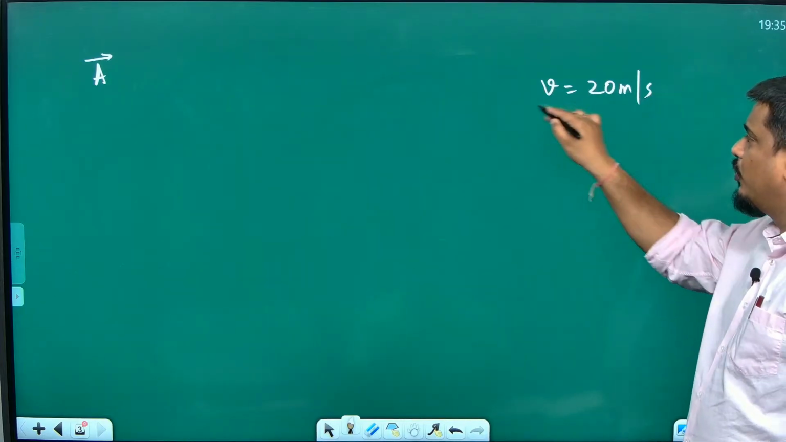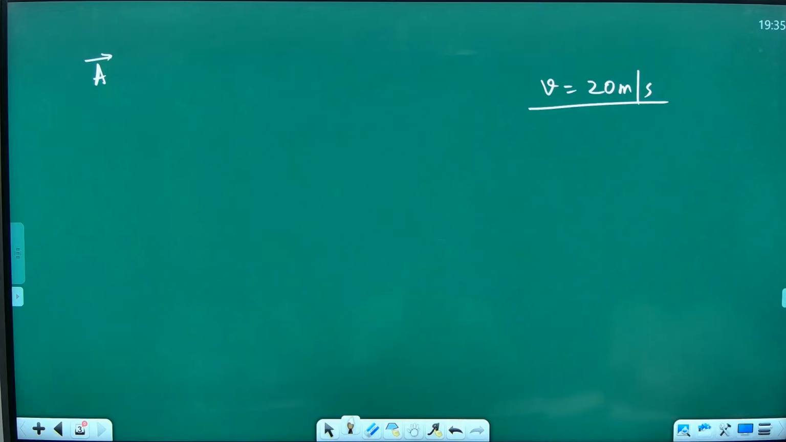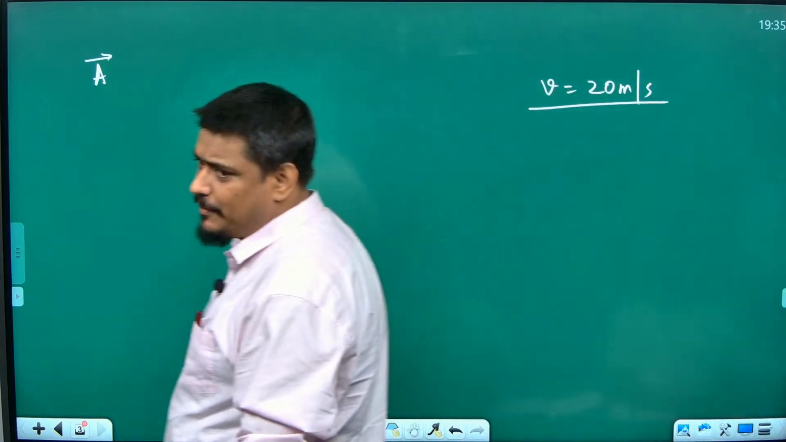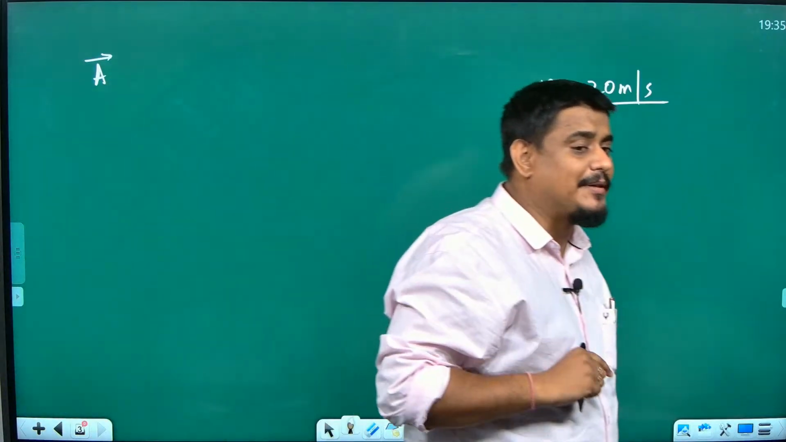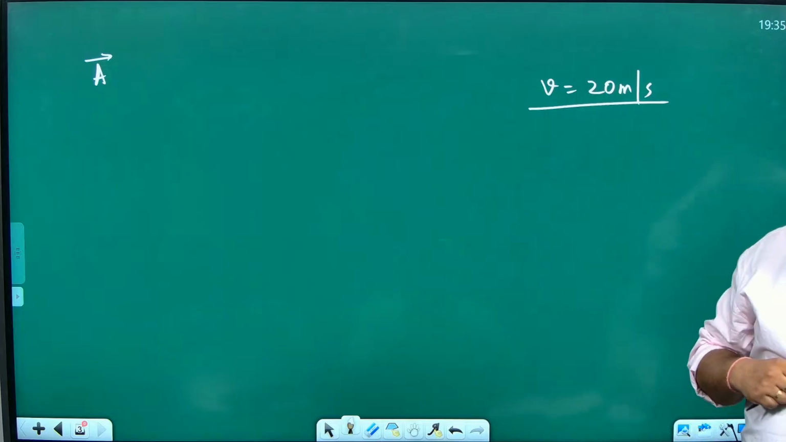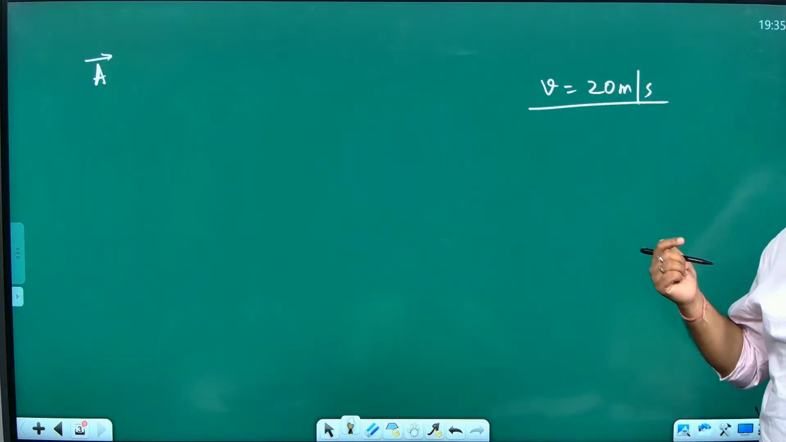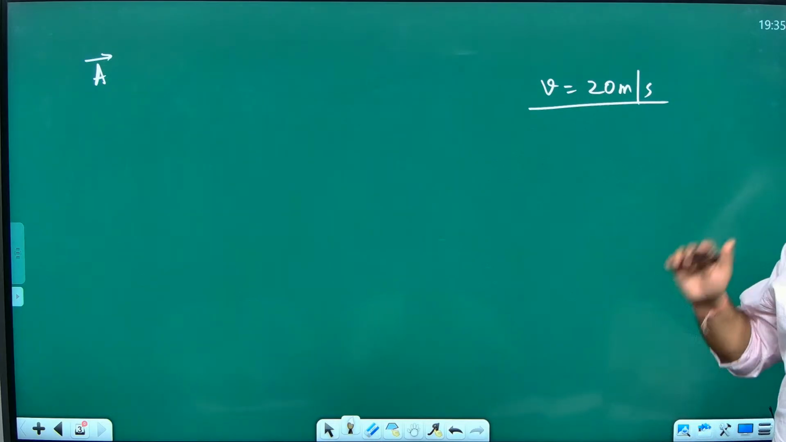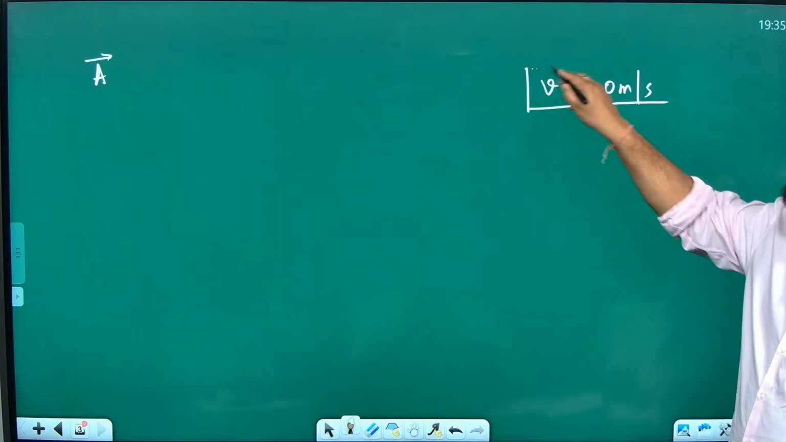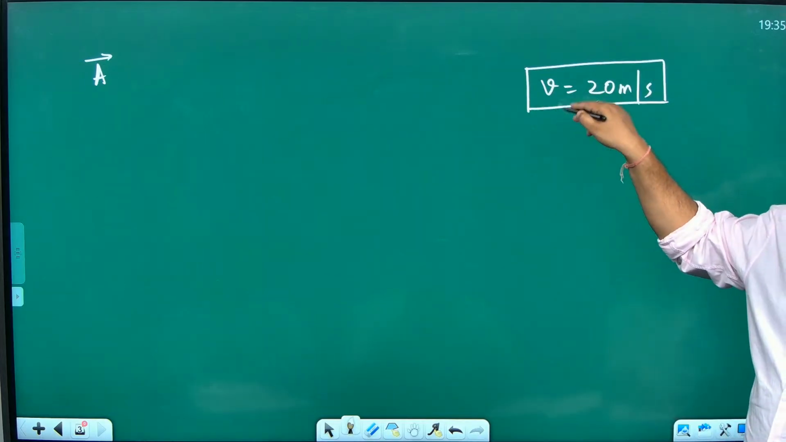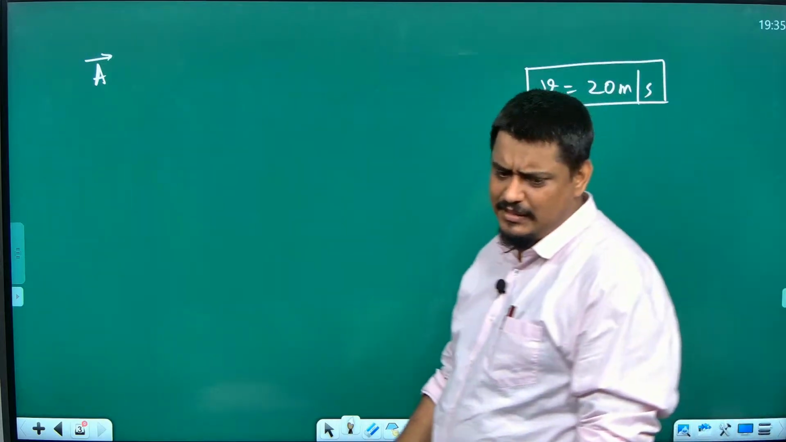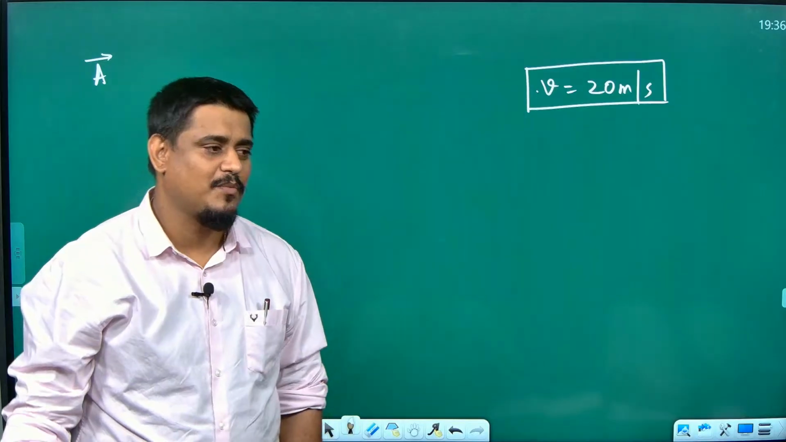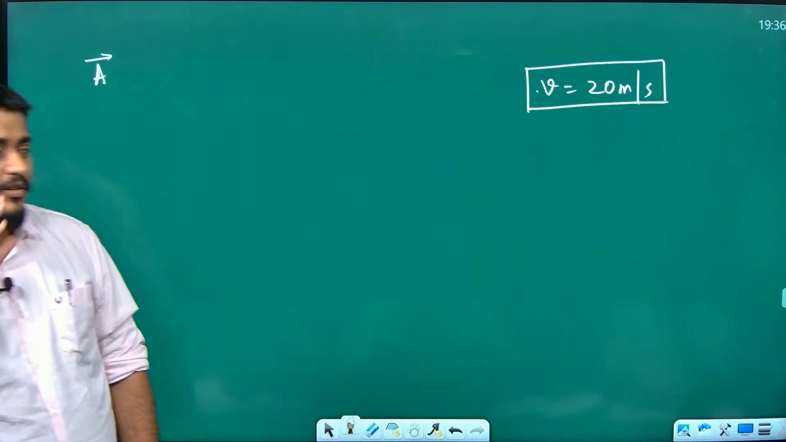what I have written on the board? Velocity equal to 20 meter per second. If I want to write speed is equal to 20 meter per second, how should I write? S is equal to? Then V only I should write, because basically this is not velocity, this is magnitude of velocity, which is actually speed. I will come slowly to that, for those who are not understanding this.